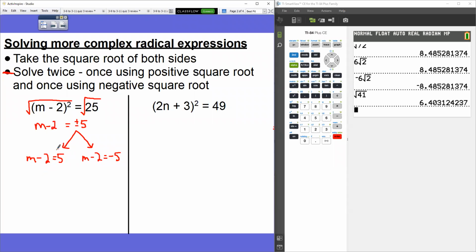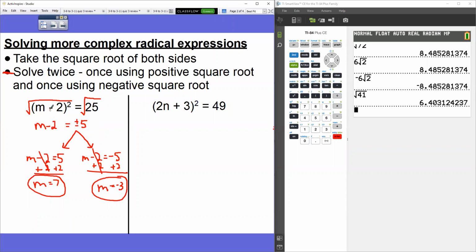So now you have to solve each one of these equations. Solving this one-step equation, we would do plus 2 and plus 2. So we would have m equals 7. Here we would do plus 2 and plus 2. And we have m equals negative 3. So those would be our two answers for this question. Let's take a look at another one.